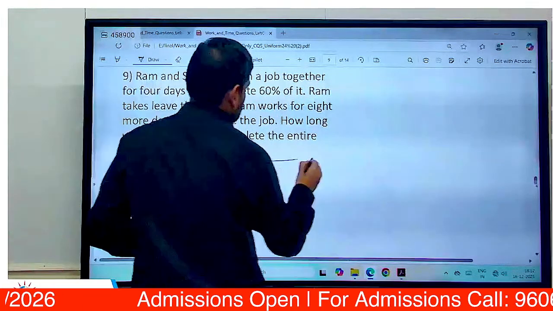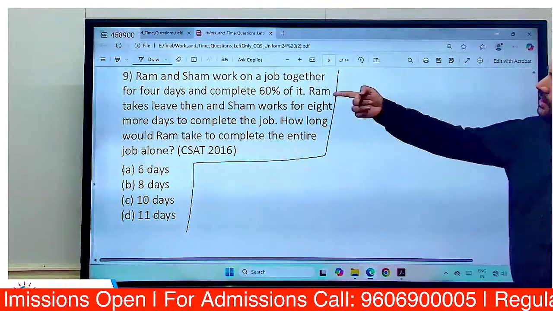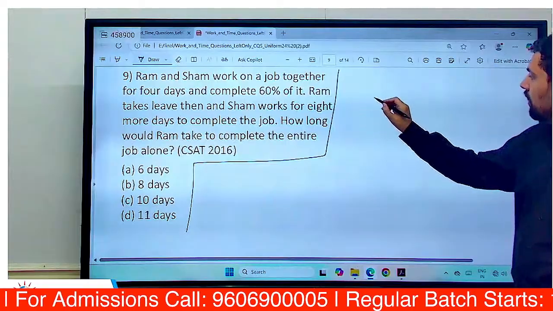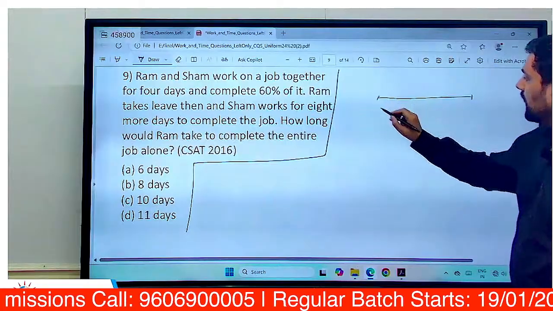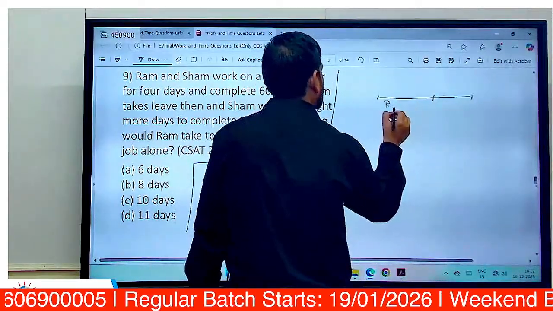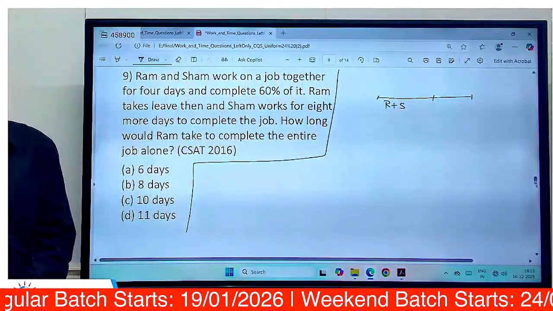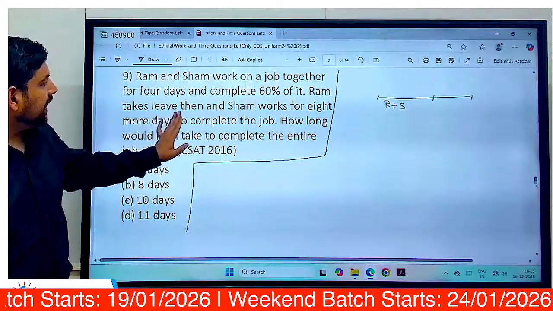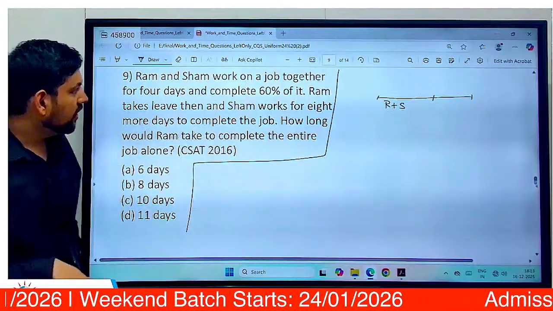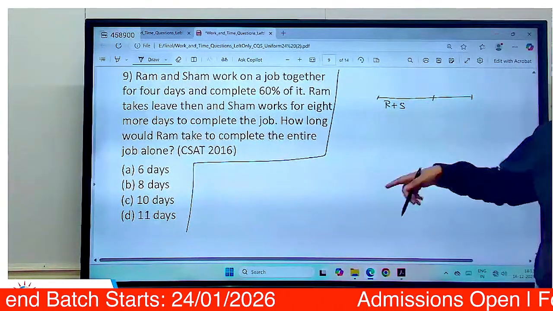Ram and Shyam work on a job together for 4 days and complete 60% of it. So I'm drawing a timeline. Initially, Ram and Shyam are working together and they complete 60% of the work. Then Ram takes leave and Shyam works for 8 more days to complete the job. Now, I don't know for how many days they worked. Okay, no, it is given.